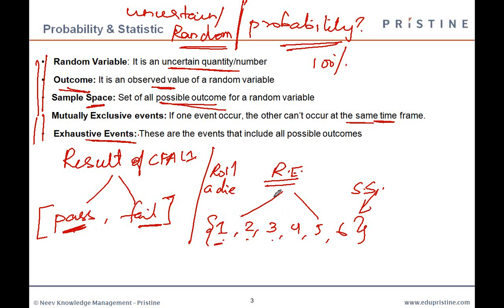Similarly, when I roll a die, 1, 2, 3, 4, 5, 6 are mutually exclusive because if I get a face with 1, I'm automatically guaranteed not to get a face with 2, 3, 4, 5 or 6. Similarly, they are all exhaustive. When I roll a die, I may get 1, 2, 3, 4, 5 or 6 and nothing else. I can't get any value in between. I can't get a value more than 6 or less than 1. So that is the difference between mutually exclusive and exhaustive events.